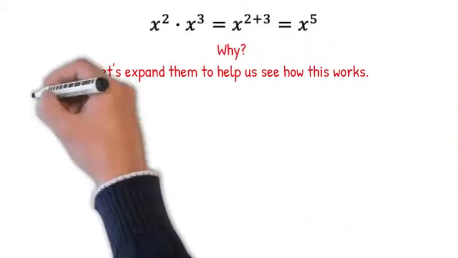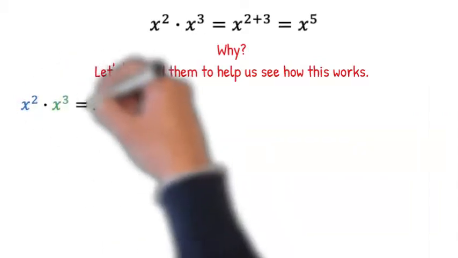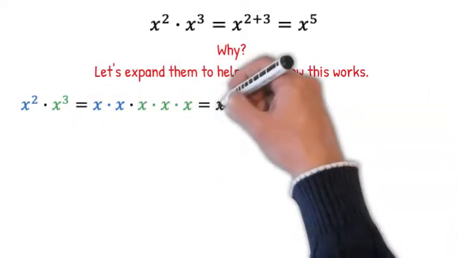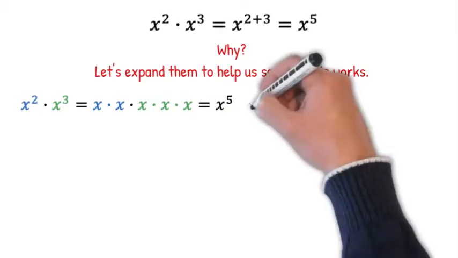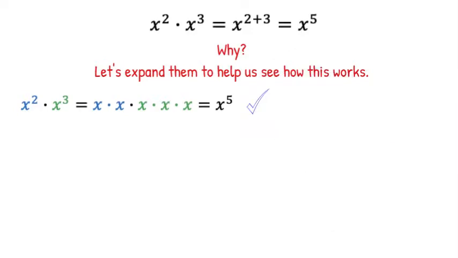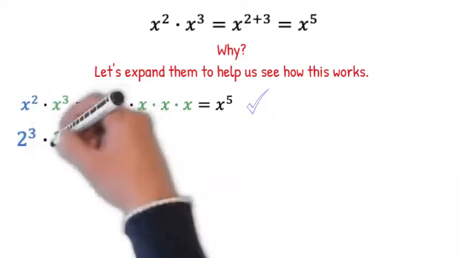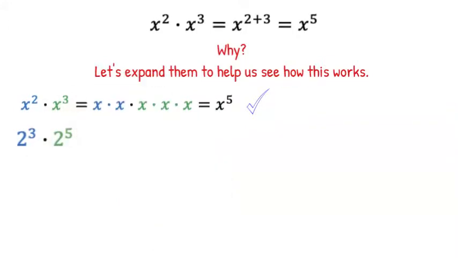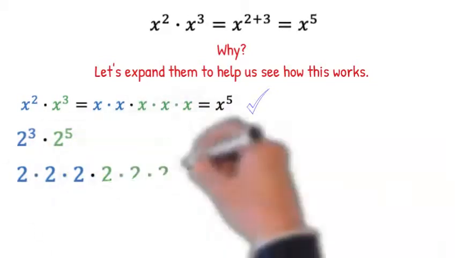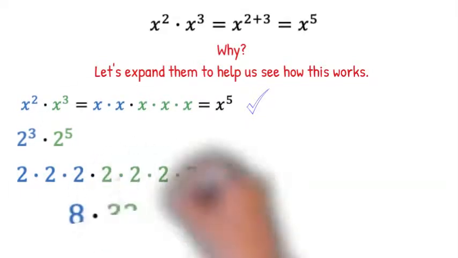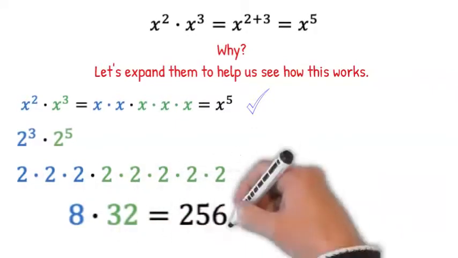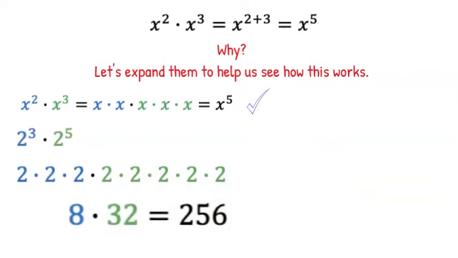X to the 2 times x to the 3 equals x times x times x times x times x. This leaves us x multiplied by itself 5 times, or x to the 5th. You can even use numbers if you need more convincing. 2 to the 3 times 2 to the 5. 2 to the 3 is 2 times 2 times 2, and we're multiplying that by 2 to the 5, which is 2 times 2 times 2 times 2 times 2. 2 multiplied by itself 3 times is 8, and 2 multiplied by itself 5 times is 32. 8 times 32 is 256.